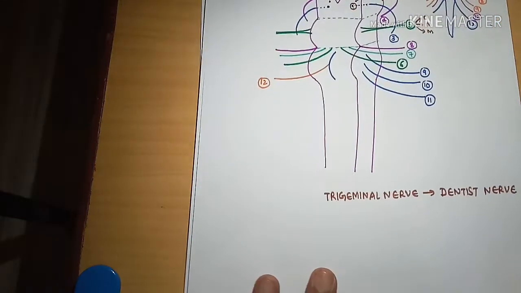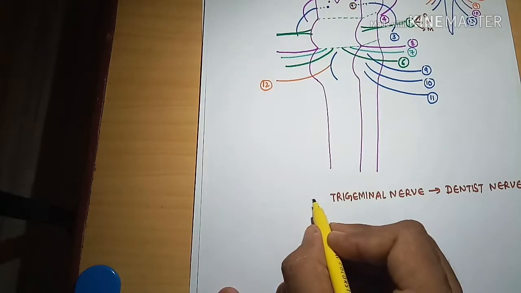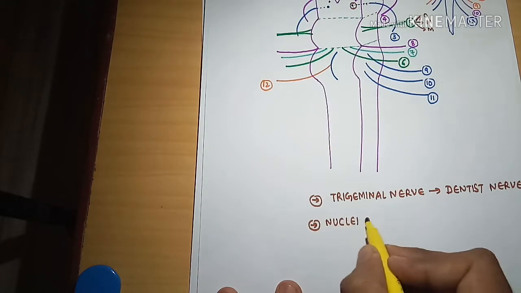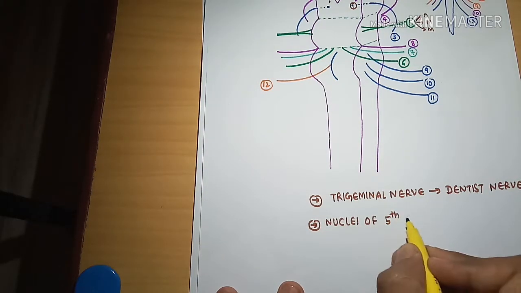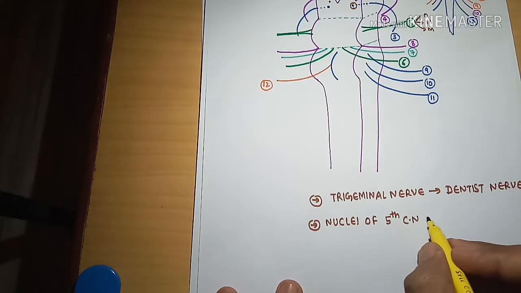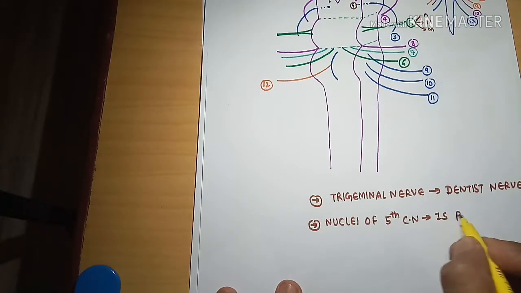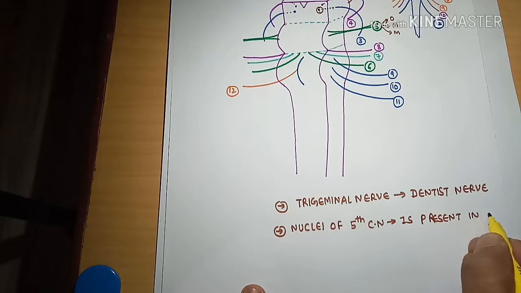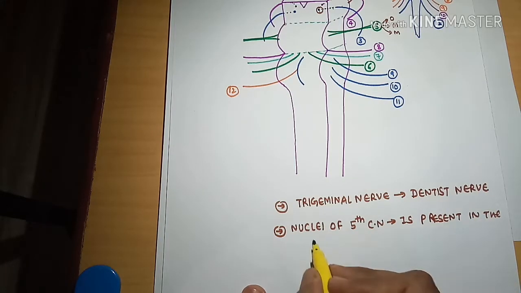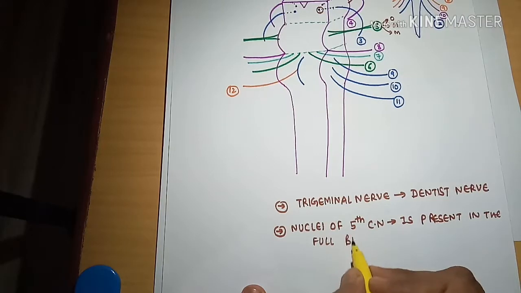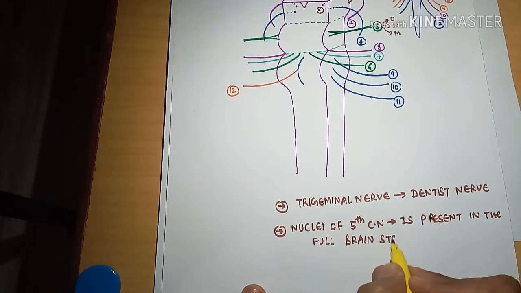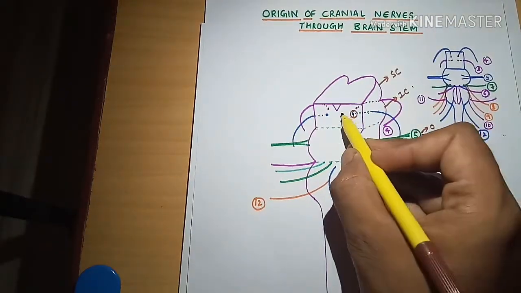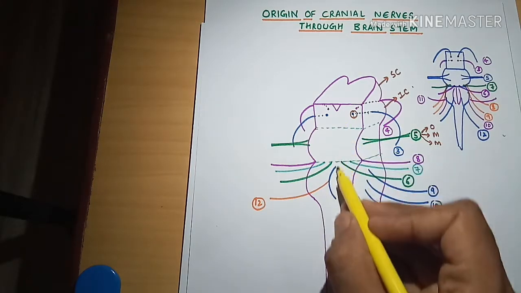So we have to keep it in our mind that the nuclei of the fifth cranial nerve are present in the full brainstem. Okay, in the full brainstem the nuclei are present here. In the full brainstem, the nuclei of the trigeminal nerve, or the fifth cranial nerve, are present.